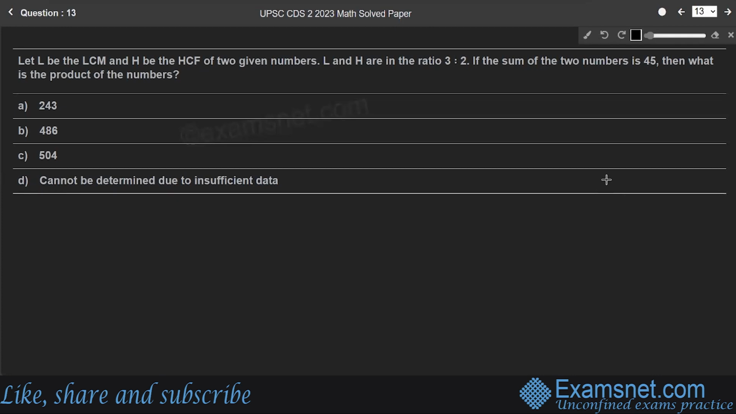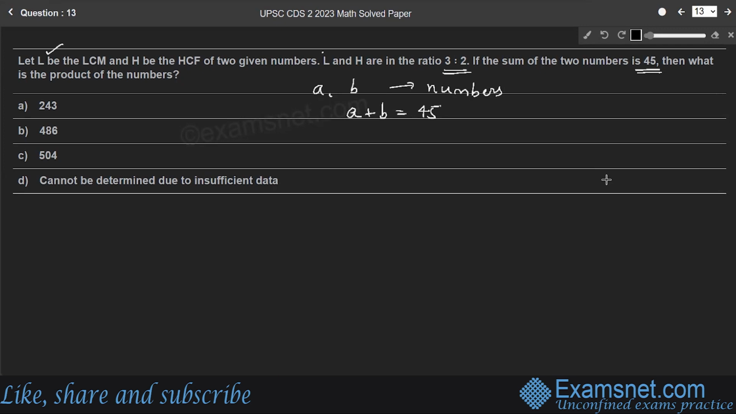Question 13. Let L be the LCM and H be the HCF of given two numbers. L and H are in the ratio 3:2. If the sum of the two numbers is 45, then what is the product of the numbers? So let us consider A and B as two numbers, right? So A, B with the numbers. Sum of the two numbers is given, right? So A plus B is 45.